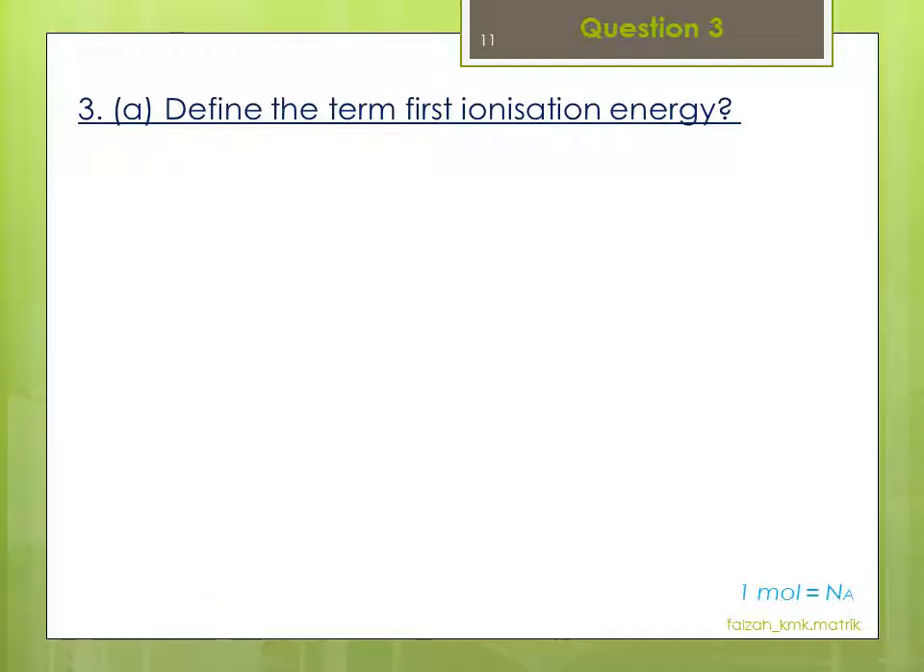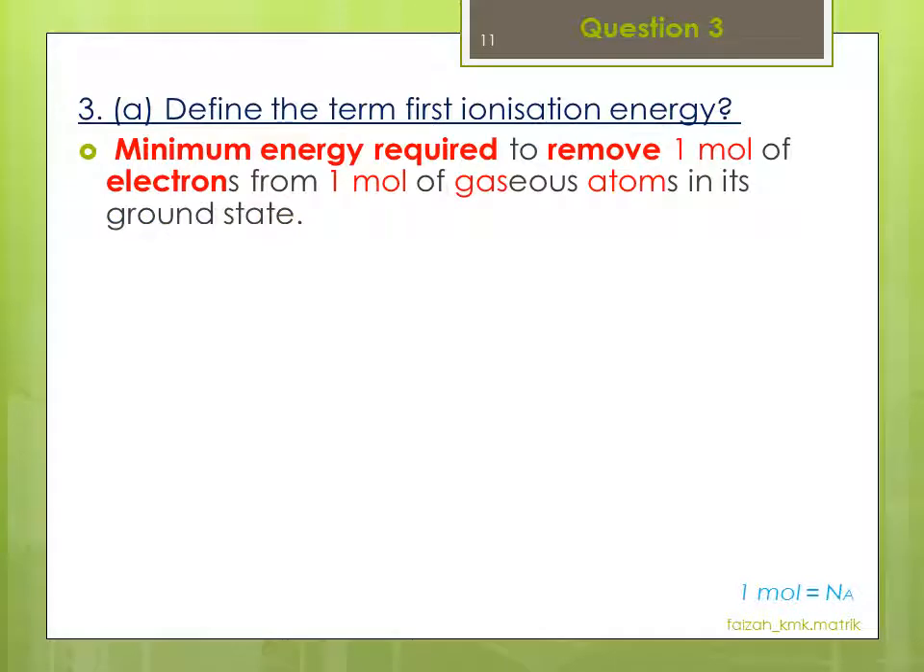Question 3A. Define the term first ionization energy. It refers to minimum energy required to remove 1 mole of electrons from 1 mole of gaseous atoms in its ground state. Tenaga pengionan pertama merujuk kepada jumlah tenaga minimum yang diperlukan untuk proses buang elektron. Buang elektron sebanyak 1 mol.